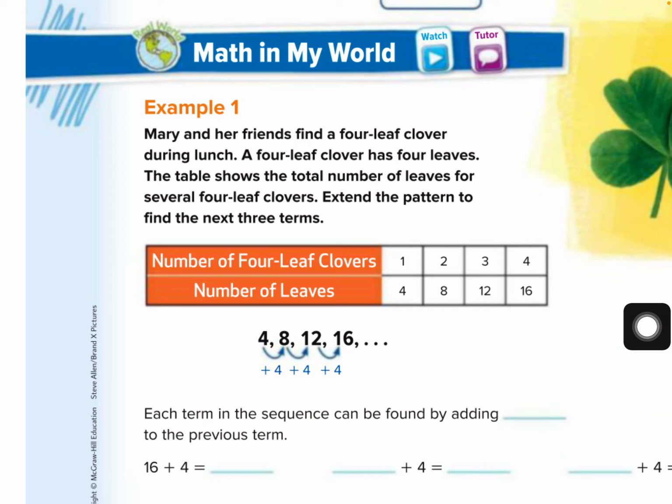Let's begin. Mary and her friends find a 4-leaf clover during lunch. A 4-leaf clover has 4 leaves. The table shows the total number of leaves for several 4-leaf clovers.